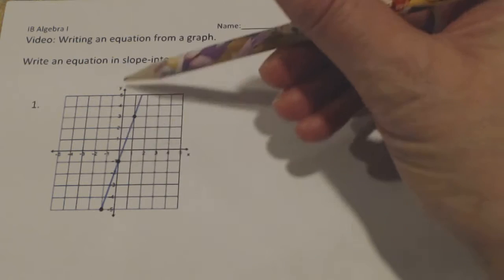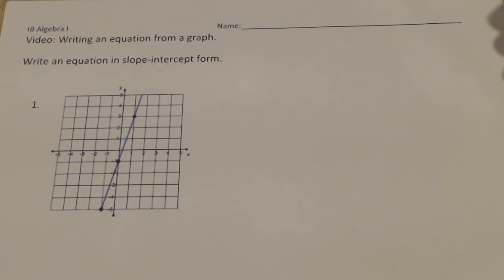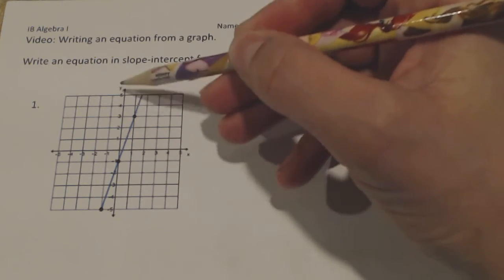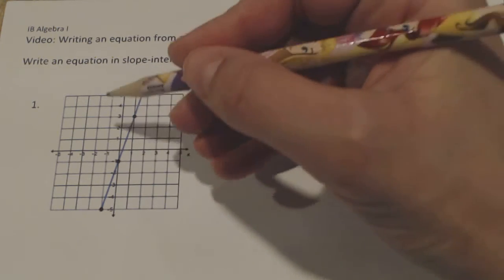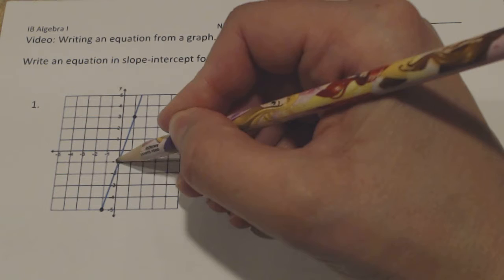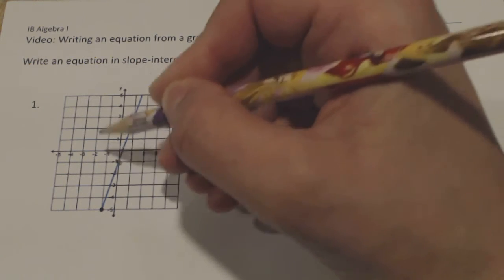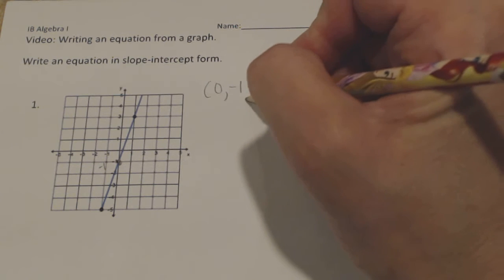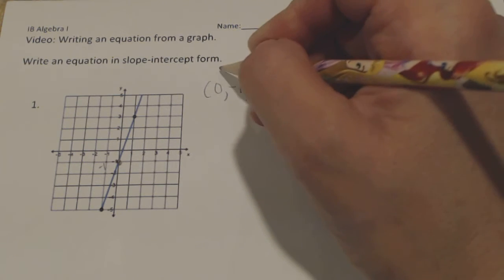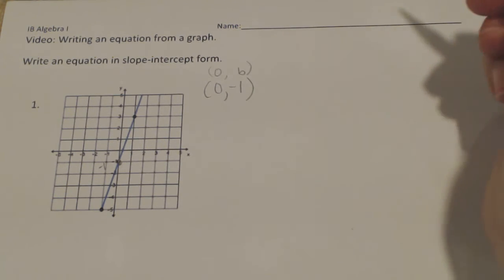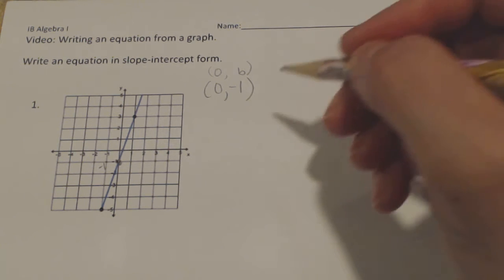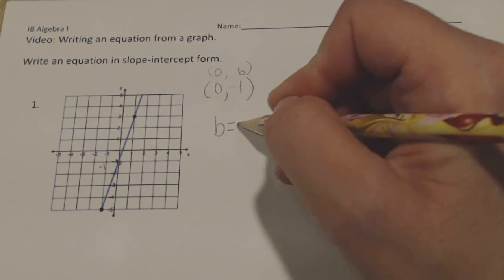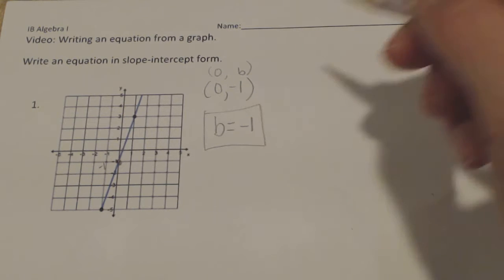Here's the line, y-axis, x-axis. The first step that we need to do is locate where the line crosses the y-axis. So here's the y-axis and here's my line. Oh, look at that. There's a nice little point where it crosses my y-axis, and it's actually on -1. And we need to write that as (0, b), or (0, -1), because this is my b. Remember, that's how we write it as the point to show where it crosses. So I can now write down b equals -1 and put a box around it.